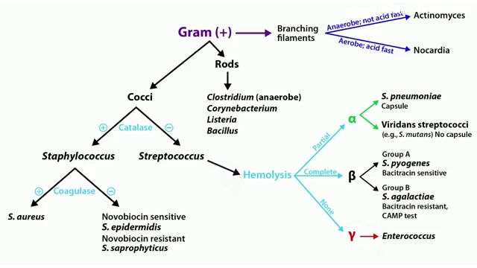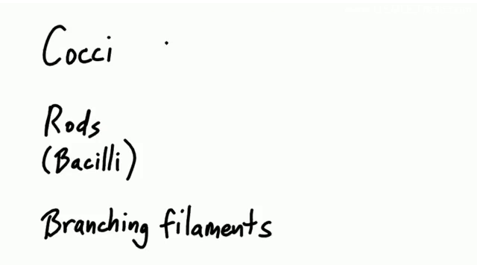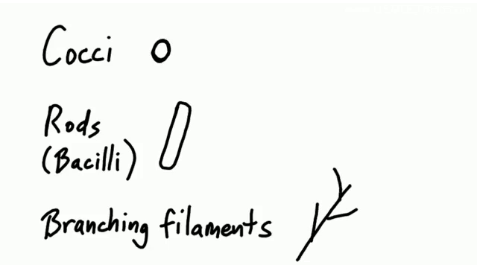So I want you to look at this algorithm. Under the title gram-positive algorithm, you'll see the division between cocci, rods, and branching filaments. Cocci are spherical, rods are rod-shaped, and they're called bacilli. The branching filaments look a bit like fungus under a microscope because of the filaments. These different shapes are usually pretty easy to differentiate in the lab.